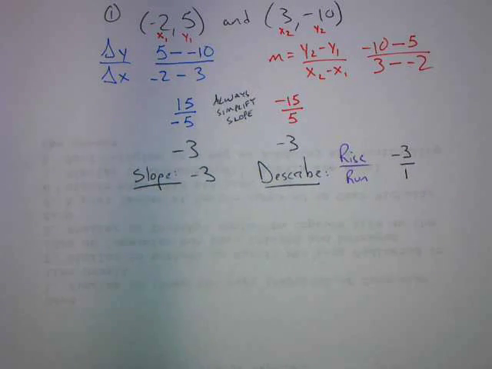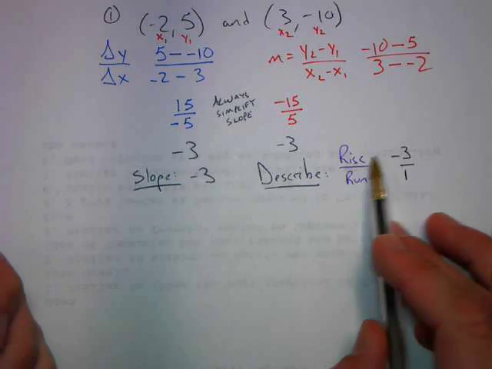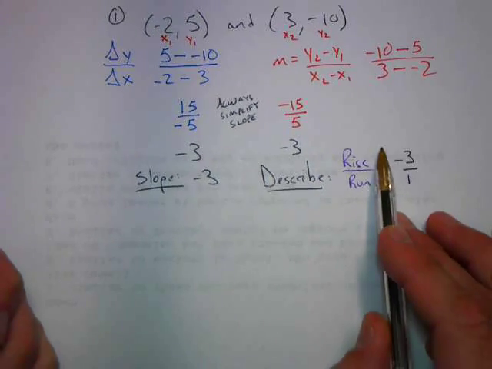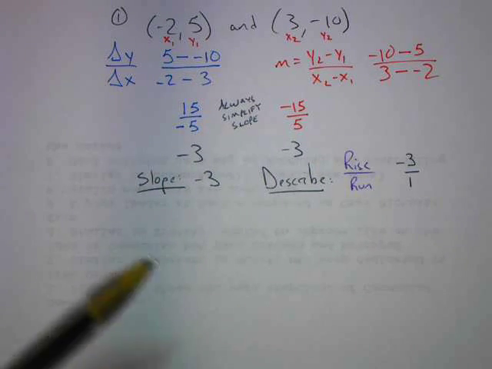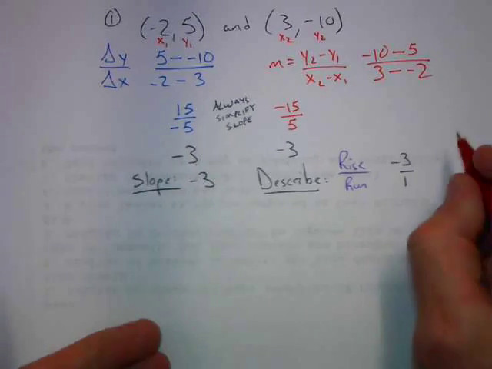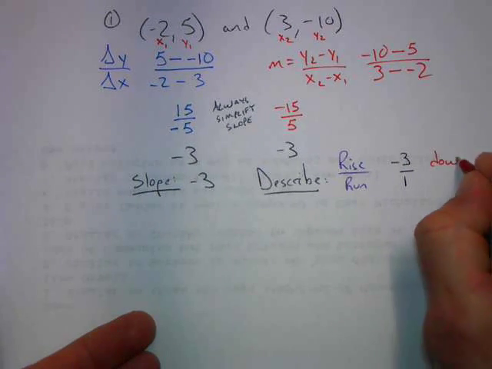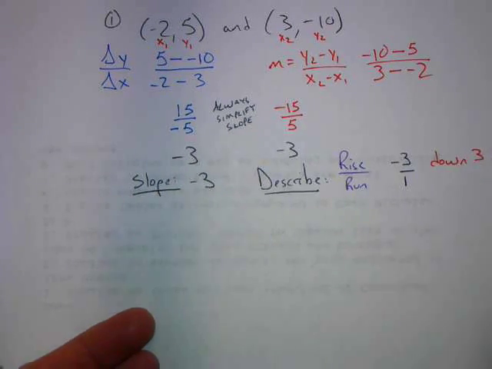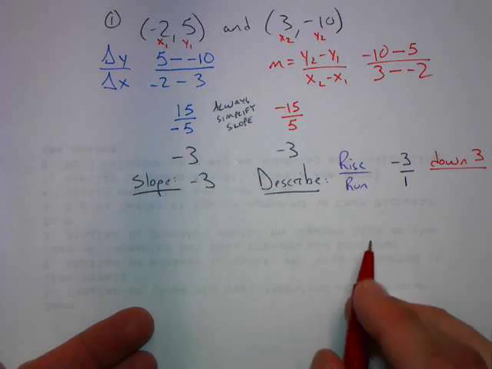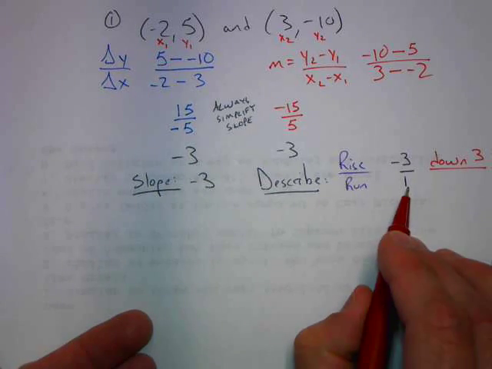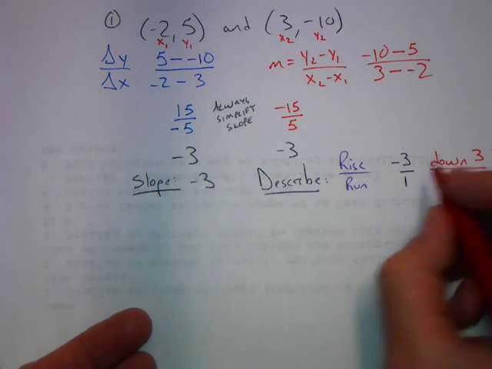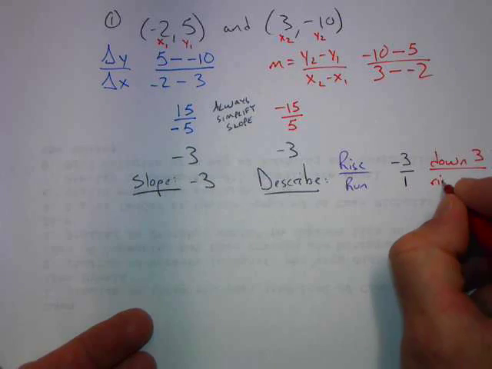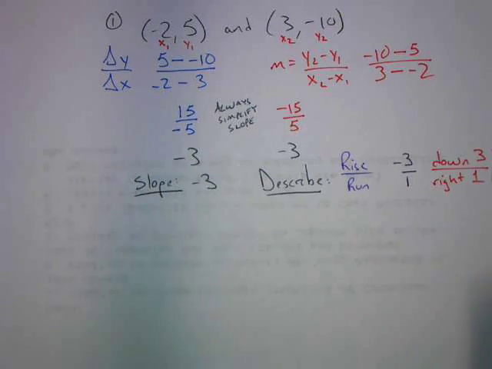And now we have to work on the description. What does this mean? If we have a rise of negative 3, if rise is going up, but negative means going down, so the rise of negative 3 means, in fact, we're going down 3. That's what that means. It means we're going down 3. On the bottom, we have a run of positive 1. Run is side to side. Positive means going to the right, so a run of positive 1 means we're going to the right 1.